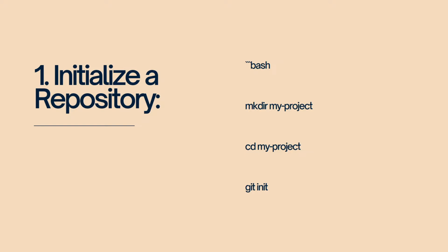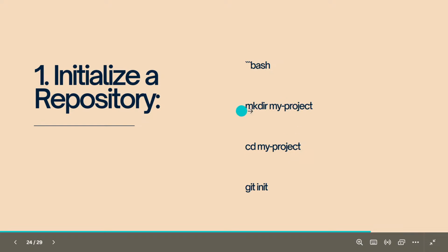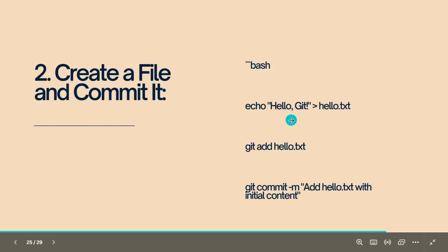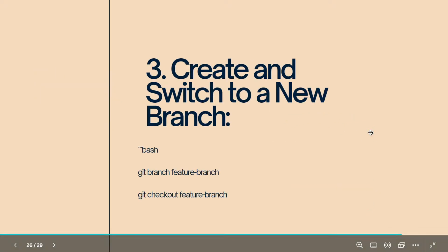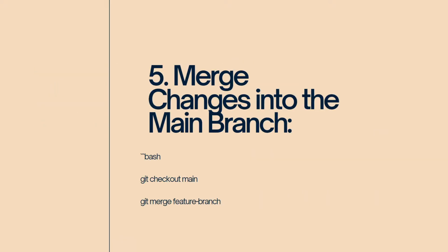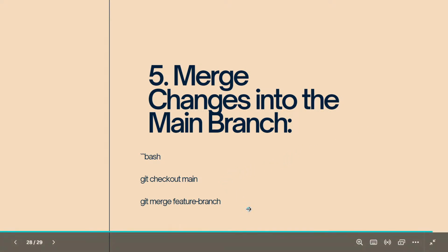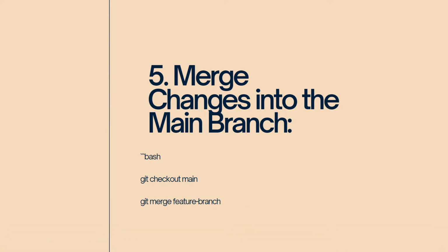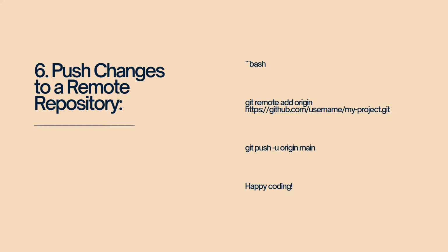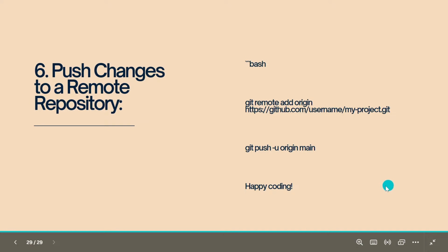Now, this is how you create a new repository. You have to initialize it by just doing git init. You can create a project on your desktop or anywhere and then just do git init. Then create a file and commit. This is an example that I'm going to show you, and then create and switch to a new branch. After, you can merge the branches into the main branch by using git checkout main and git merge with the branch that you're working on. Right, so you can push changes by just using git push. That is all. So this is the end of the presentation.